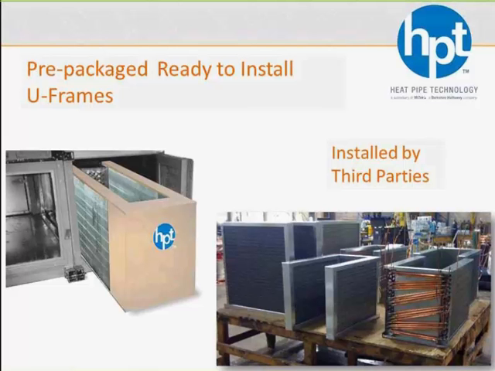We make heat pipes that are prepackaged and shipped out to the air handler manufacturers. We call them U-frames because when you look down on them, it looks like a U. But it's a nice prepackaged heat pipe so that all they have to do is slide it into their air handler, flash around the edges, put the panel back on, and it's good to go.